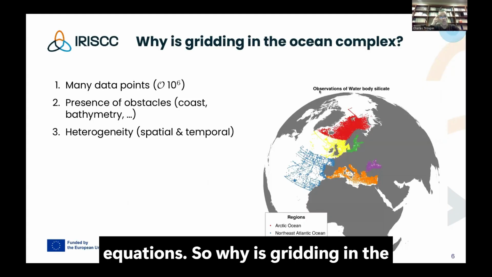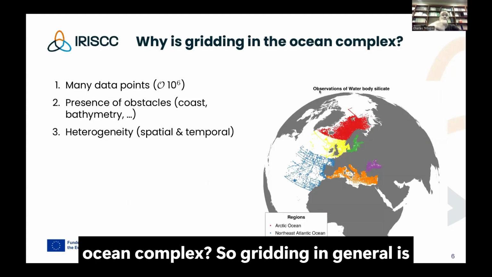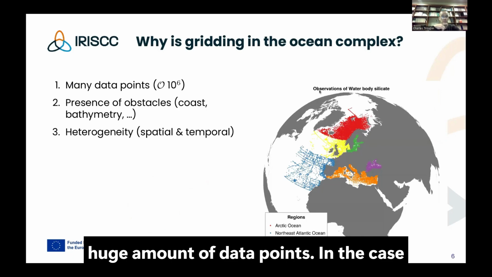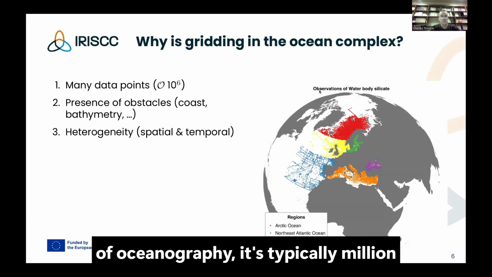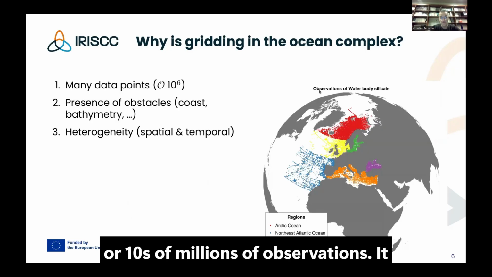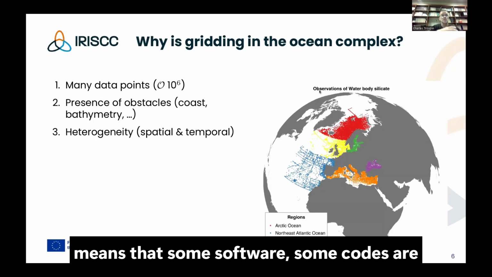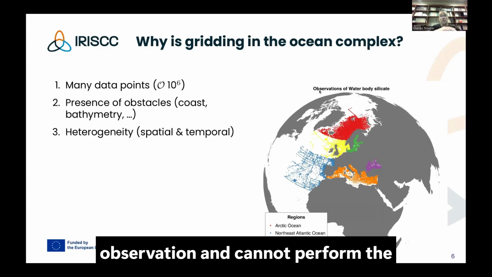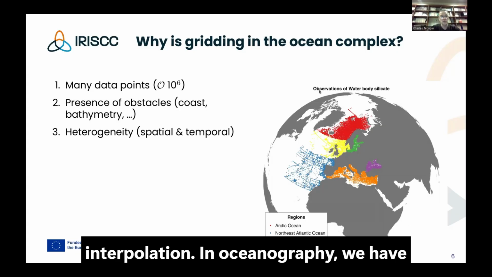So why is gridding in the ocean complex? Gridding in general is complex because we have to deal with a huge amount of data points. In the case of oceanography, it's typically millions or tens of millions of observations. It means that some software, some codes are not able to deal with such a huge amount of observations and cannot perform the gridding, cannot perform the interpolation.